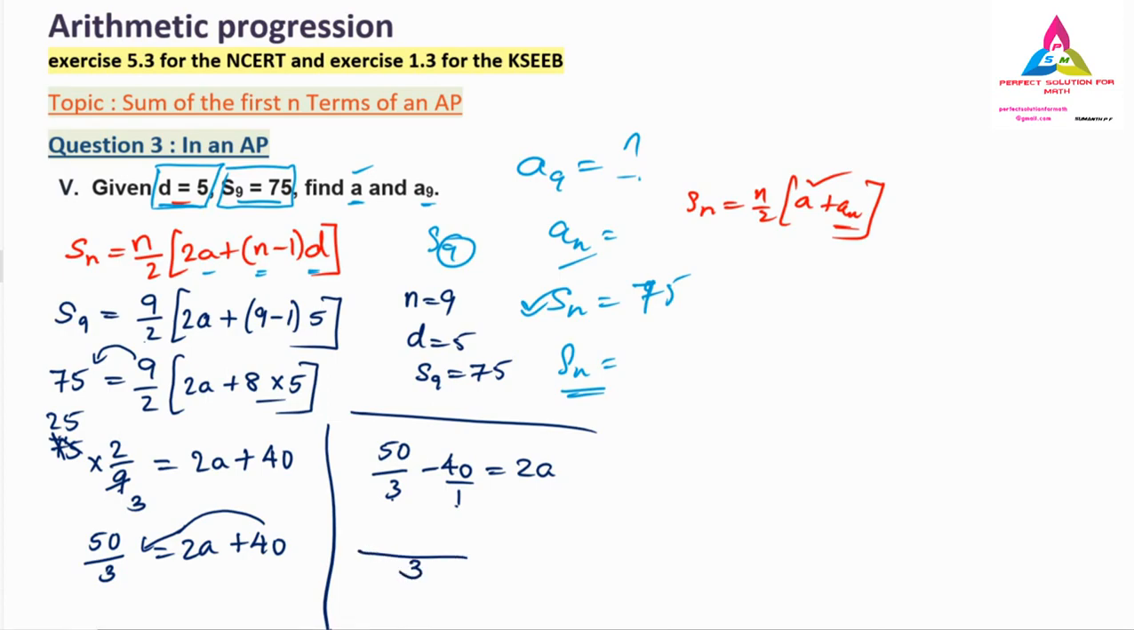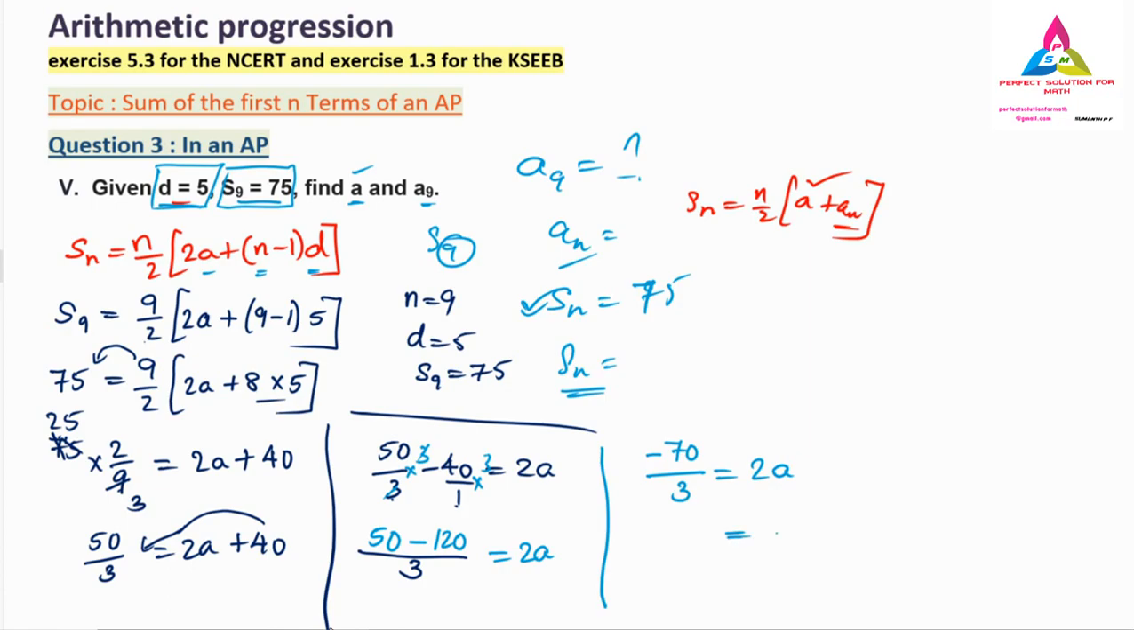Now, very importantly, on the top we have to multiply by the LCM. So 3 gets cancelled, remaining is 50 minus, here also we have to multiply by 3. So how much is that? 1 ones are 1, 1 threes are 3. So 40 times 3 is 120. That is equal to 2a. Continuation. 50 minus 120 is nothing but minus, as the greater number has the minus sign. So minus 120 minus 50 is nothing but 70 divided by 3. That is equal to 2a.